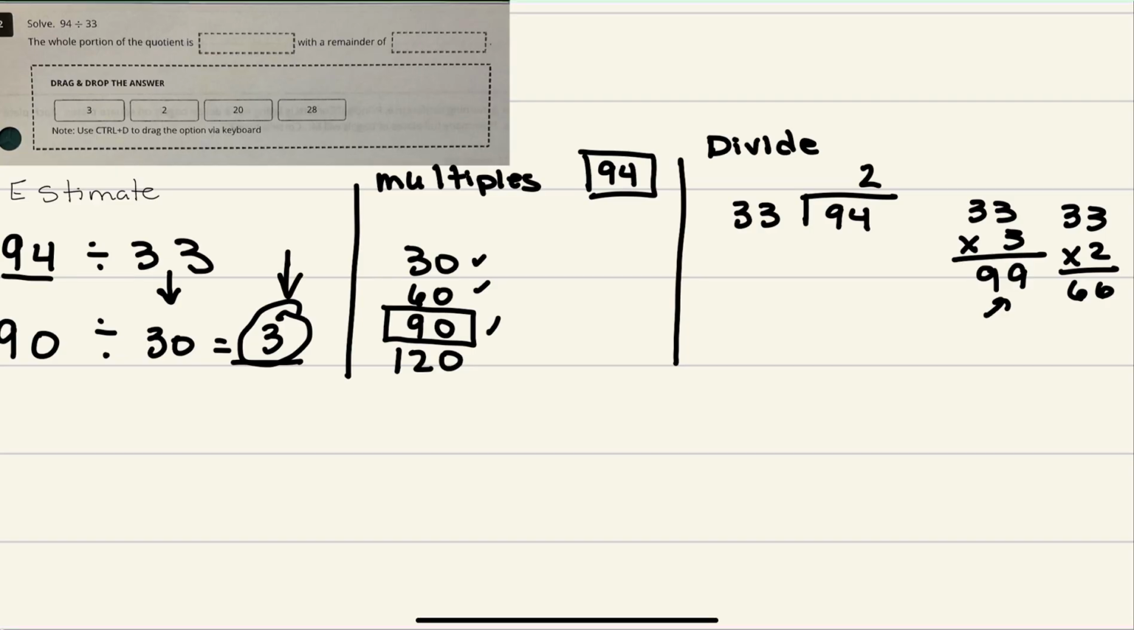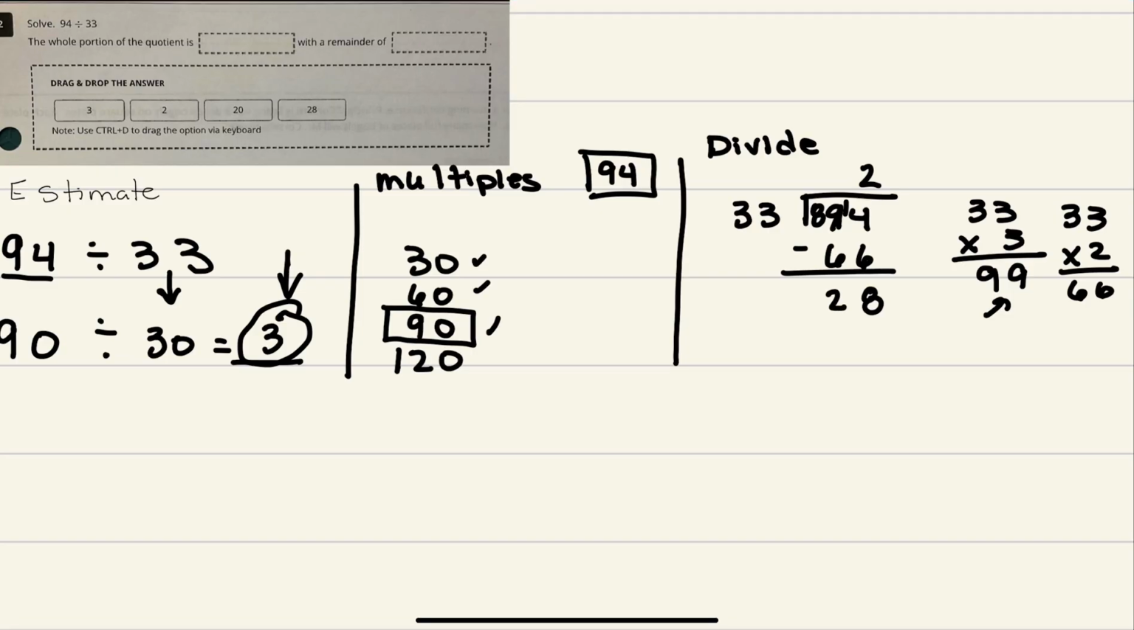I should not be jumping too far down. I should only have to move 1 or 2 down in order to get my actual answer. So I already have my 33 times 2, which was 66. So I can set that there and then subtract. 4 minus 6 we can't do, so we'll borrow. 14 minus 6 is 8, and then 8 minus 6 is 2.